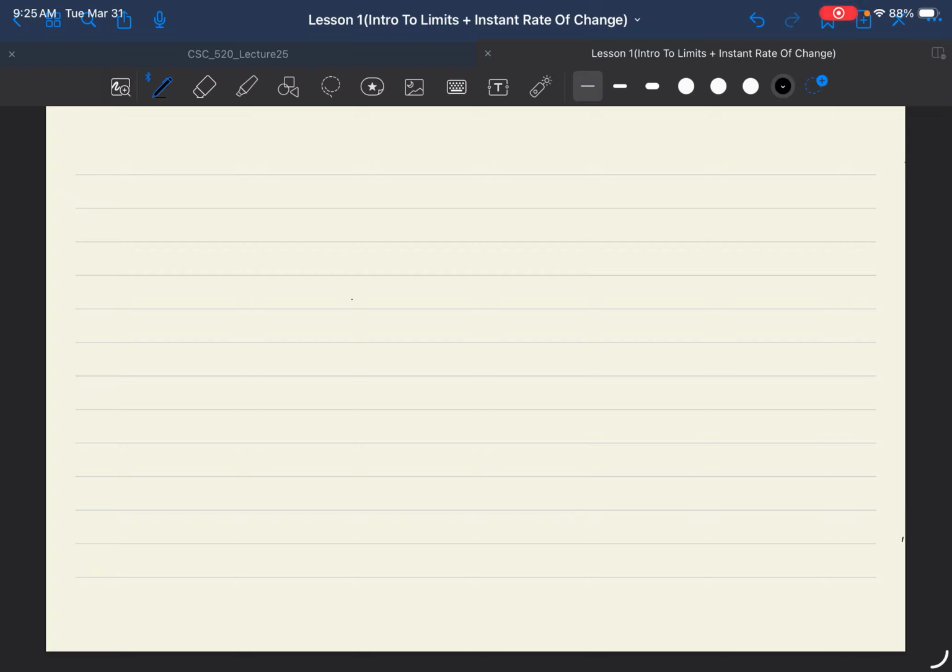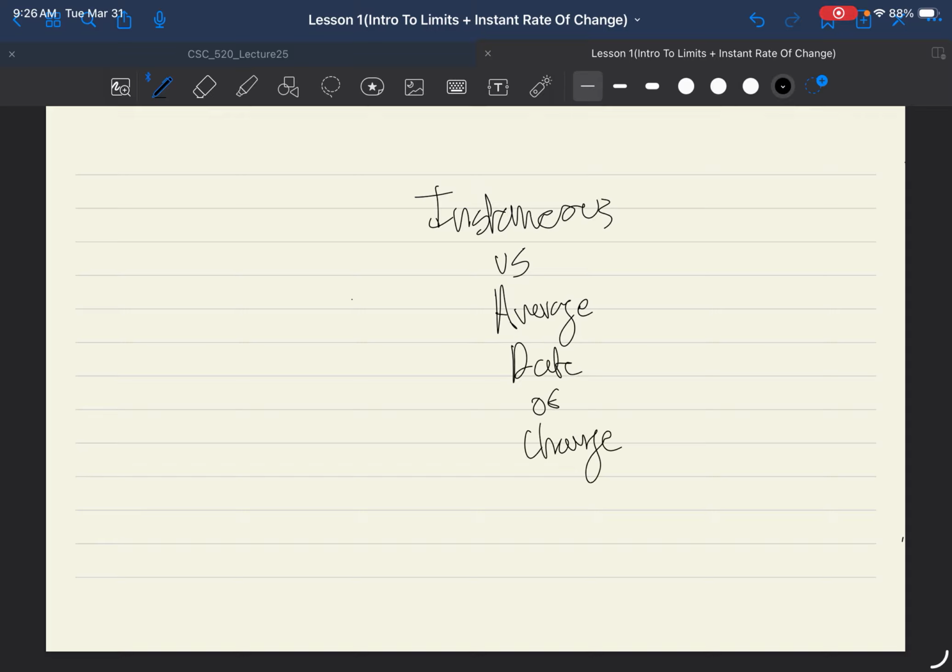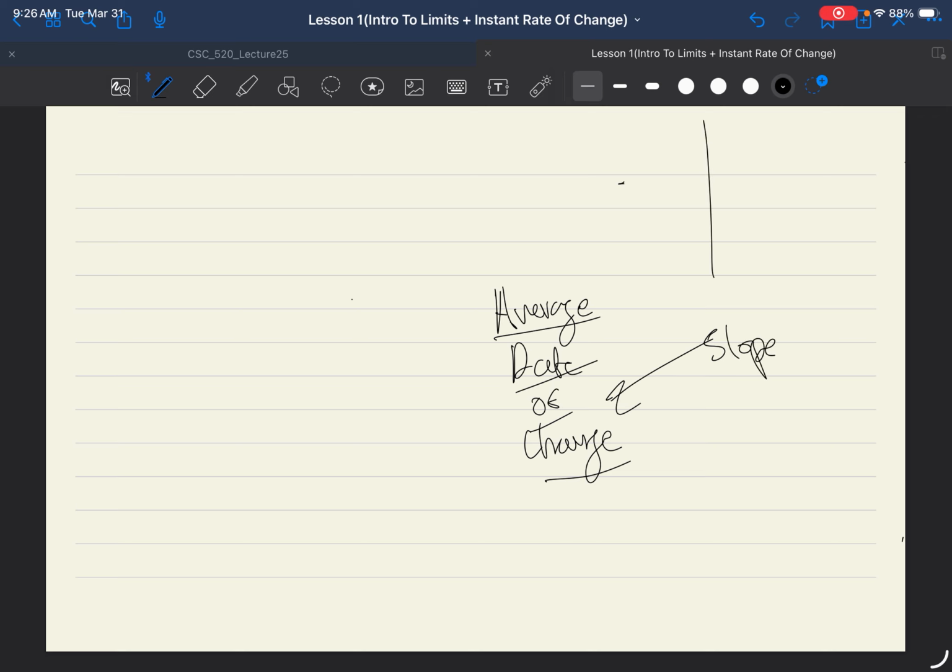So the first concept we're going to talk about is instantaneous versus average rate of change. Now, let's start by talking about average rate of change. Many of you may know this as slope, and it is the slope of a linear line.